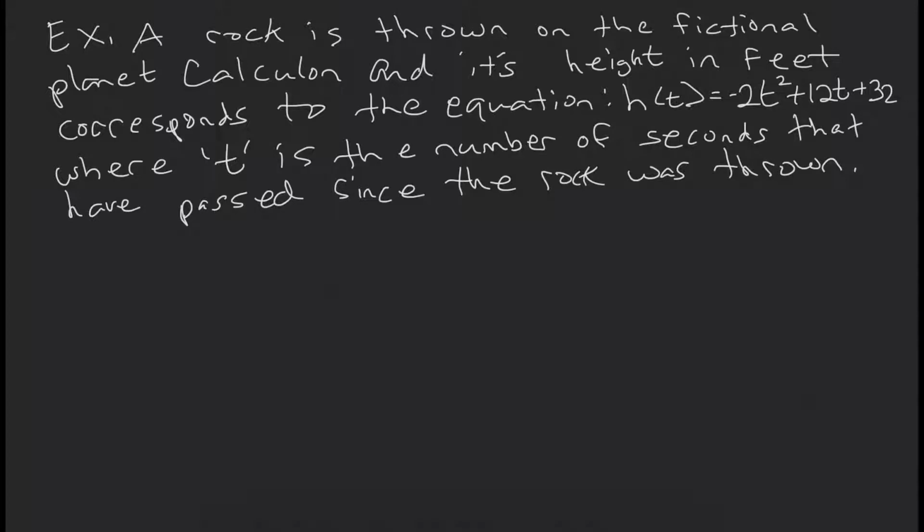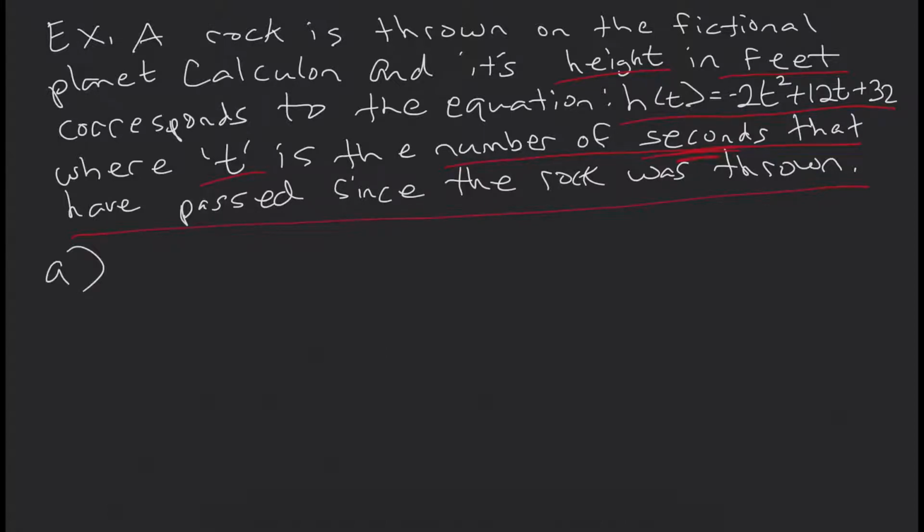A rock is thrown on the fictional planet Calculon, and its height in feet corresponds to the equation h of t is equal to negative 2t squared plus 12t plus 32, where t is the number of seconds that have passed since the rock was thrown. So we have a few things here. This h of t represents the height in feet, and t is the number of seconds that have passed since the rock was thrown. Okay, so number of seconds there is probably the most important part.